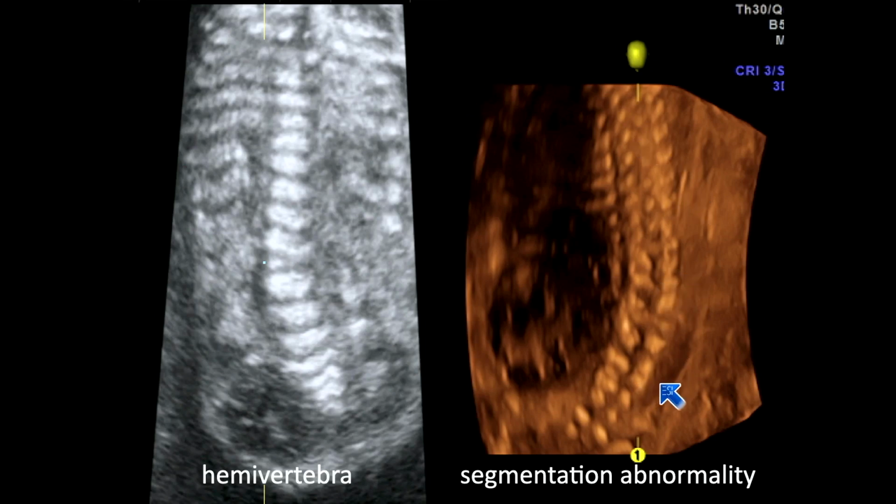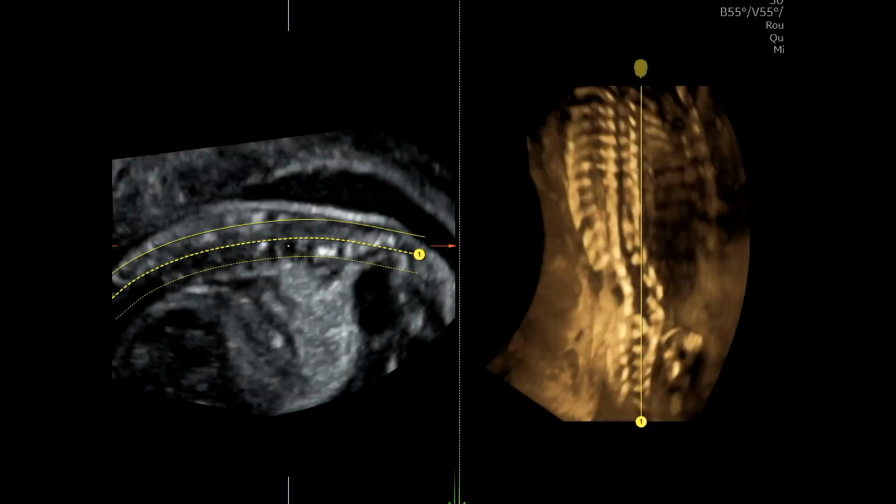Sometimes they're just disorganized segmental abnormalities, as you can see here. The nice pairing kind of stops here in the upper lumbar region, and then we have these abnormal views. Again, here's another one, spinal segmentation abnormality in the lumbar spine.